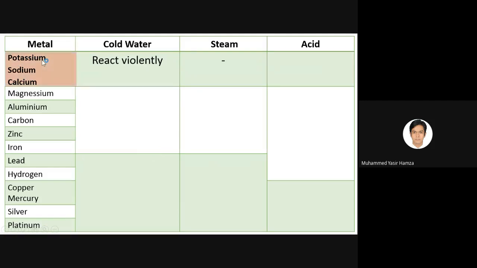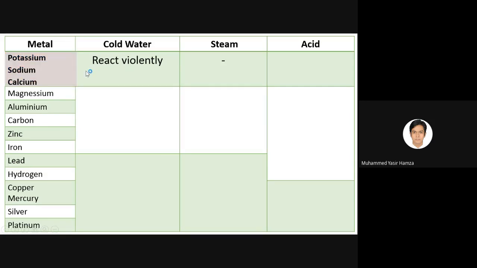So at the top of this reactivity series, potassium, sodium, and calcium react with water very violently. Why have I made two columns, cold water and steam? I hope you know the difference between water and steam, right? Water is the liquid form of water and steam is the gaseous form of water. When we heat water, it gives off steam, right?